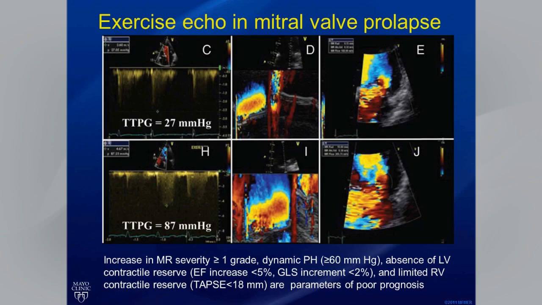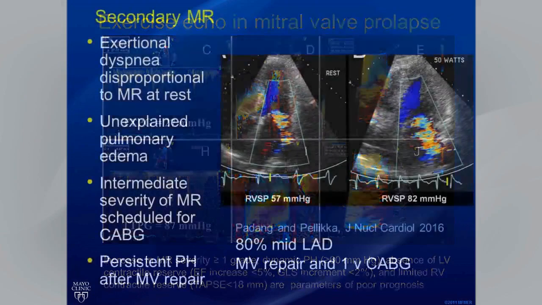It should be noted that this PISA measurement can be quite challenging with exercise, and sometimes other parameters are easier to measure, including tricuspid regurgitation and the ventricular response to stress.